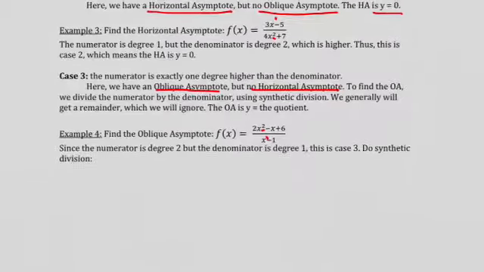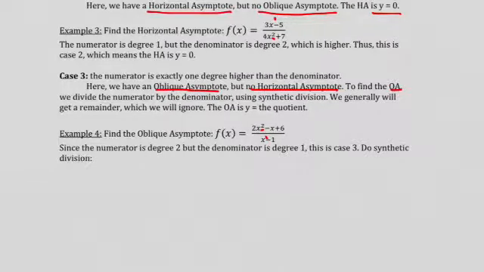And to find the oblique asymptote, we divide the top by the bottom. We divide the numerator by the denominator. For that, we can use synthetic division. So if I want to do example 4 with you, I'm going to take the negative 1, and then I'm going to have 2, negative 1, and 6. I'm going to bring down the 2.